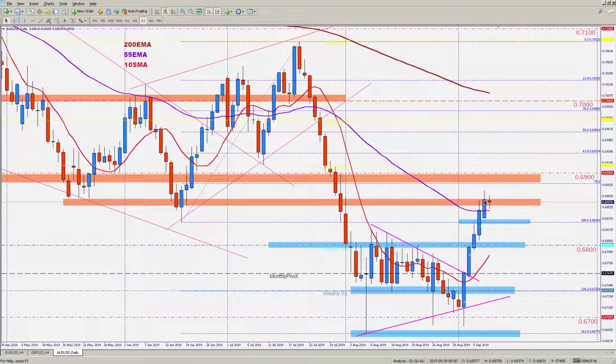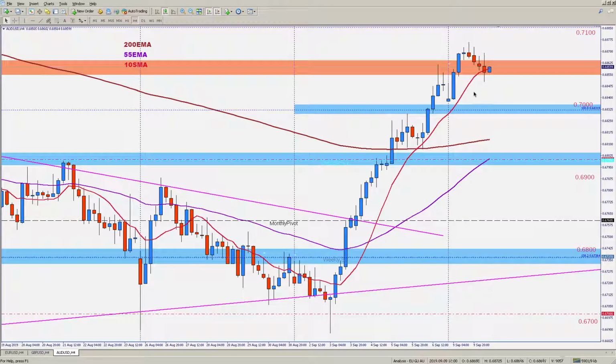So it hit a high yesterday of 0.6876 before pulling back, and it's still finding some support at the 55 EMA.